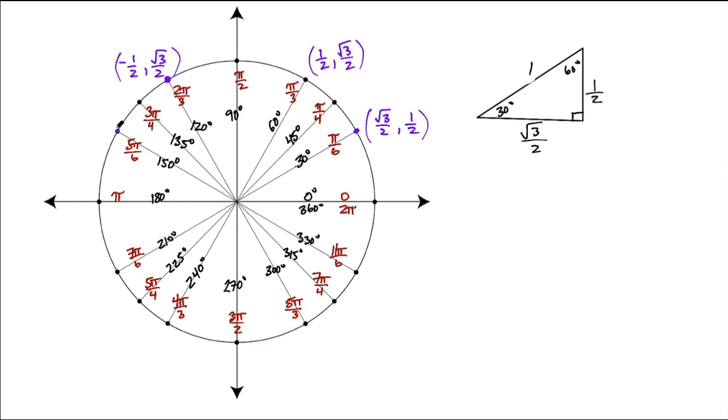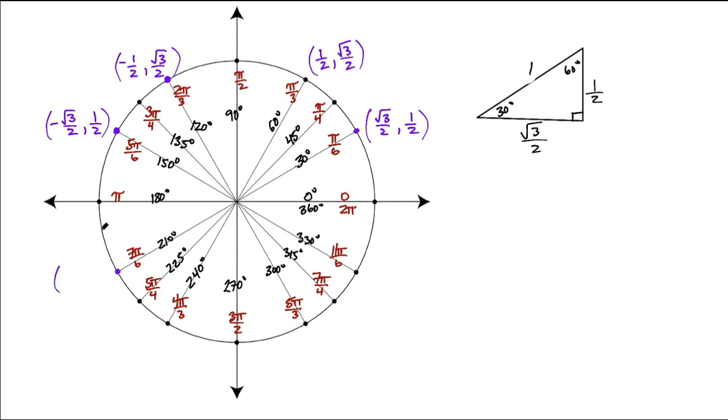Same thing over here, this point right here, that's just like this point over here. And I can see that again, the x coordinate needs to be negative because I'm over to the left in the second quadrant. It's going to be a negative square root of 3 over 2, and then a positive 1/2. Okay. And so we can go all the way around and construct these points based on that.